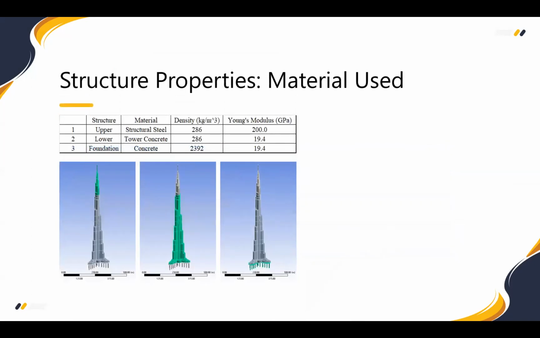And the second part of the methodology is structure properties. I'm going to talk about the materials that we assign to our model. For the main building and pile foundation, the upper structure of the main building is structural steel, and the lower part is tower concrete. The foundation is just default concrete. The difference in density of this concrete is shown here, and the density of the main building is calculated by using the total weight of Burj Khalifa, which is 500,000 tons, divided by the volume calculated by ANSYS. And the Young's modulus that we applied here is just from the engineering data of ANSYS.